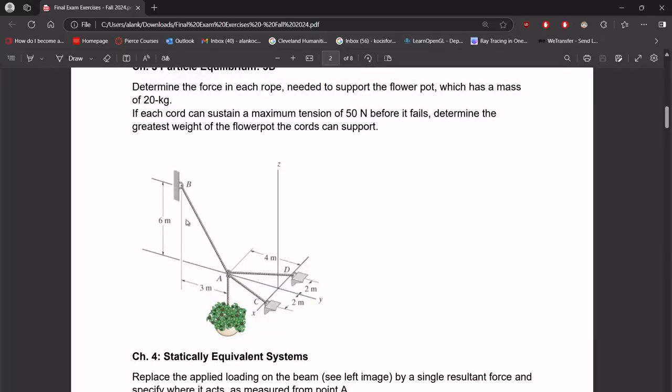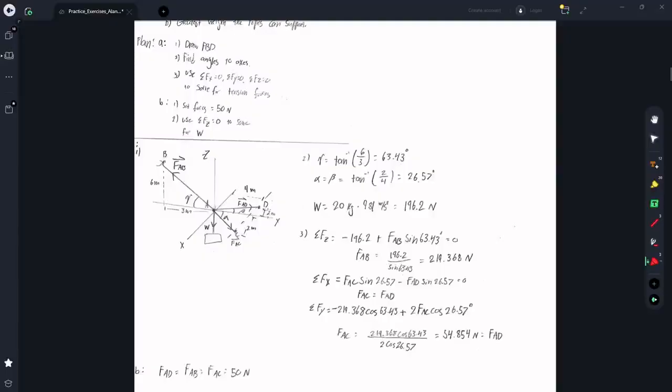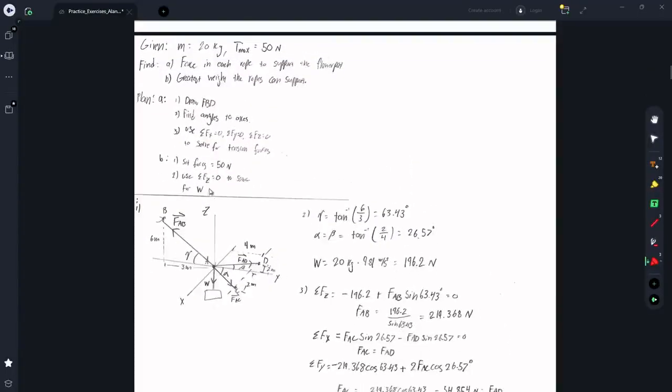All right, for this problem, we're given this picture, and we want to find the force in each rope needed to support a 20 kilogram flower pot. And then the second part is, if each of these wires can hold a maximum tension of 50 newtons, find what the greatest weight force that the system can support is. So I've just written that down.